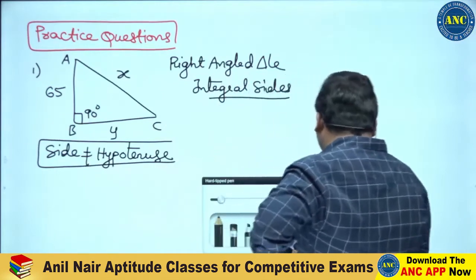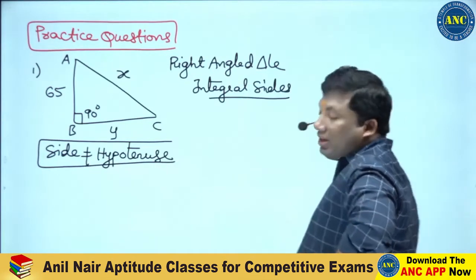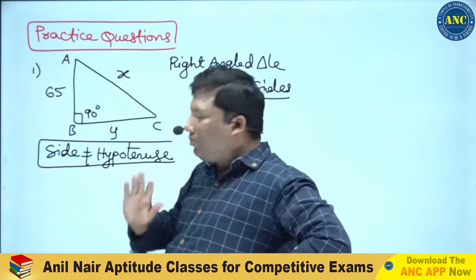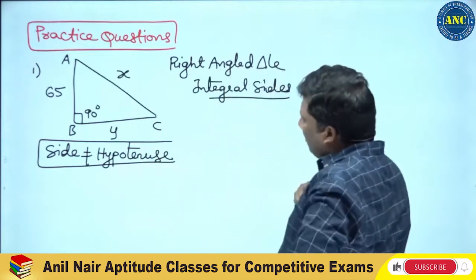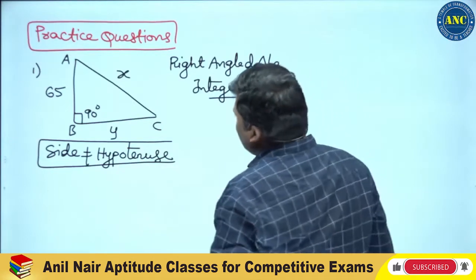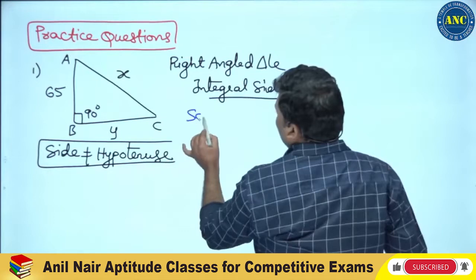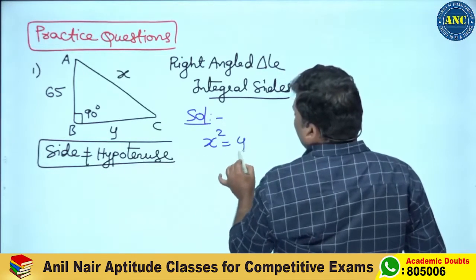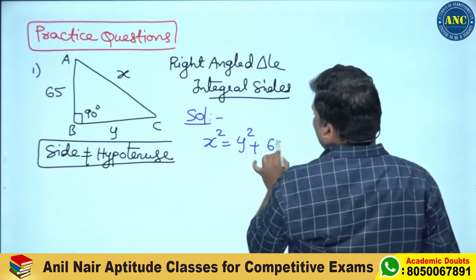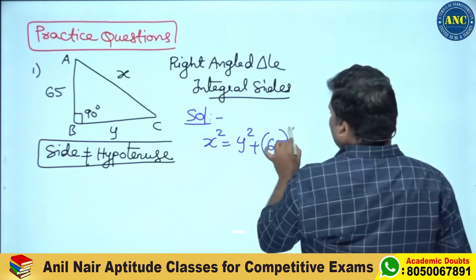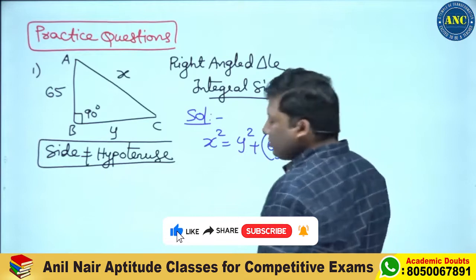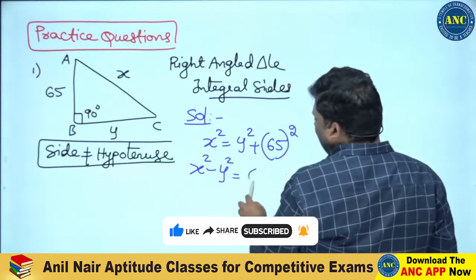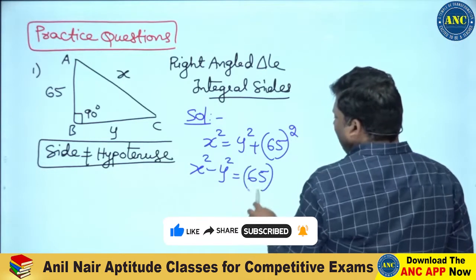65 is not the hypotenuse. So the given side could be either the base or the height. Now, just now we discussed, listen carefully, sir: hypotenuse squared is equivalent to base squared plus height squared. So x squared is equivalent to y squared plus 65 squared, which means x squared minus y squared is equivalent to 65 squared.